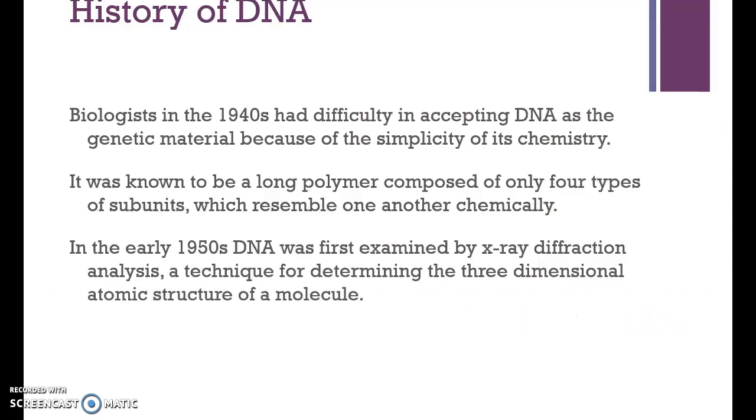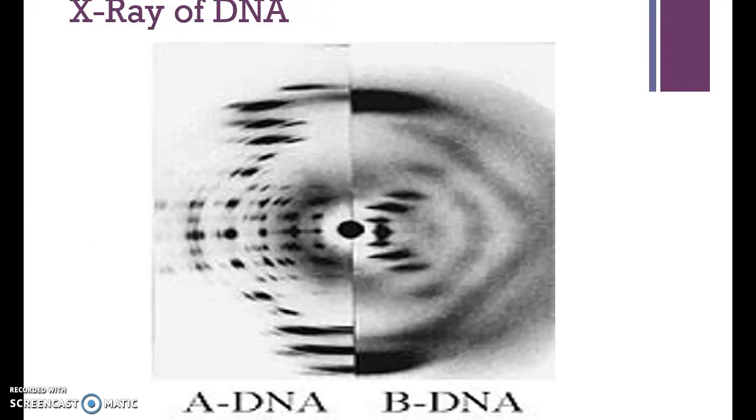History of DNA. Biologists in the 1940s had difficulty in accepting DNA as the genetic material because of the simplicity of its chemistry. It was known to be a long polymer composed of only 4 types of subunits, which resemble one another chemically. In the early 1950s, DNA was first examined by X-ray diffraction analysis, a technique for determining the three-dimensional atomic structure of a molecule. And here is a picture of an X-ray of DNA.